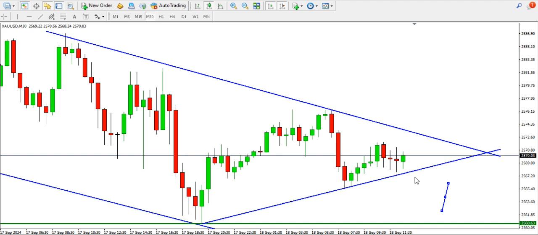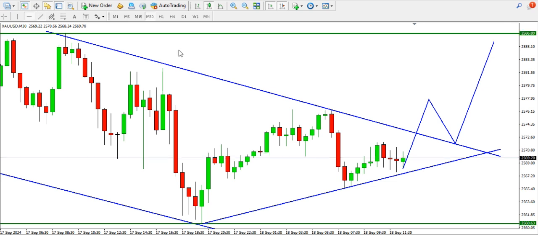If buyers are able to break above the top of this channel, we might see a higher high. The moment we see a higher high formation, possibly we might see a retest of the lower part of the channel before we see price push up towards the top.